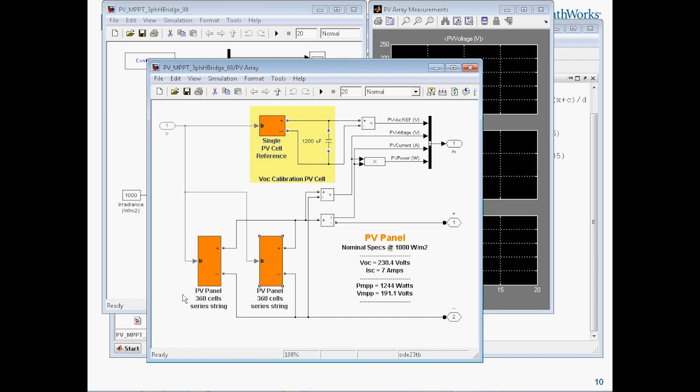That way you can control independently how much irradiance you send into each one. In this case, I have chosen just to make one single group, actually two groups in parallel, and both of them are receiving the same amount of light. My base parameters for my array in this case are: open circuit voltage is 230 volts for the 360 cells, 7 amps. The maximum power at 1,000 watts per meter squared is 1,244 watts.